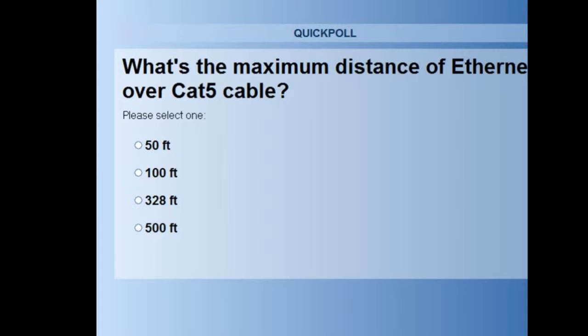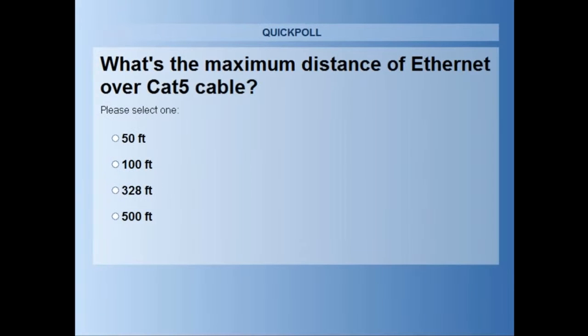So maybe a good starting point here is a little icebreaker for us. Let's take a quick poll, Oliver, and I'd like to throw this question out for those of you. I know we've got folks of different experience levels here, and this really sets the scope of the conversation for today. What's the maximum distance of Ethernet over Cat5 cable? It's not a trick question, it's a really simple one. Is it 50 feet, 100 feet, 328 feet, or 500 feet?